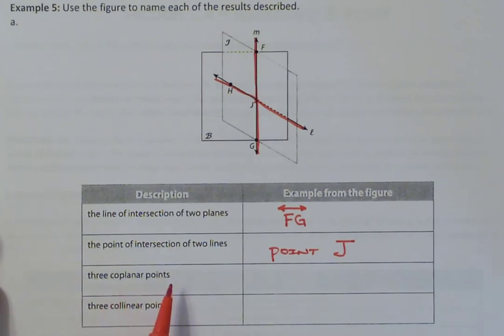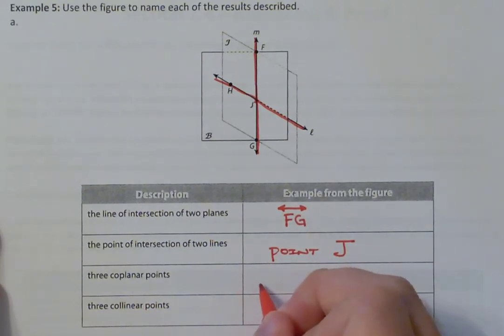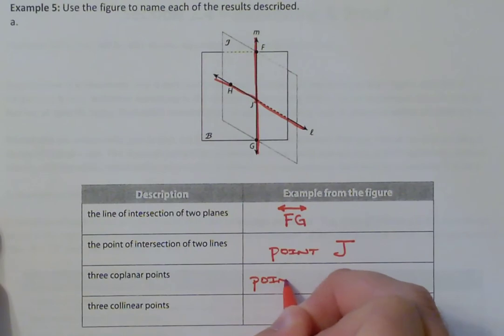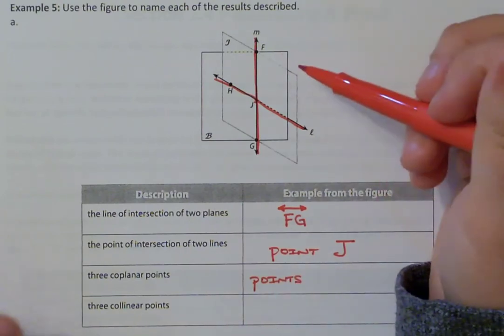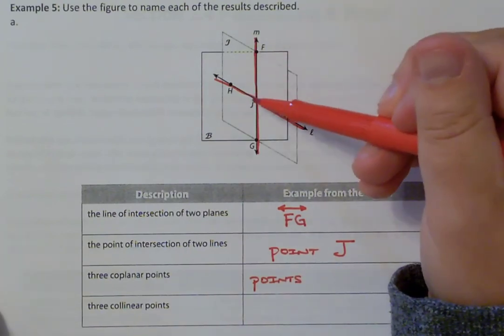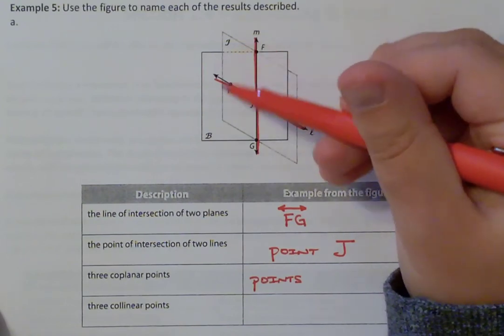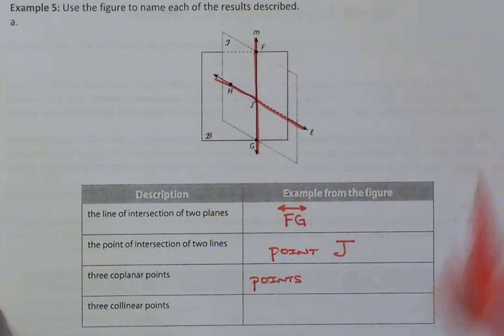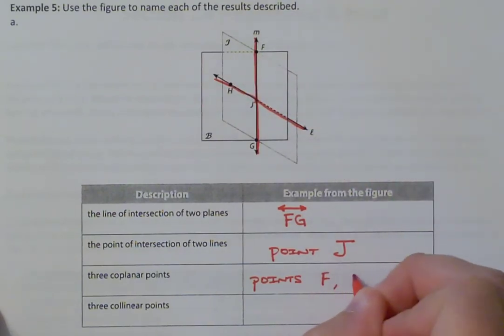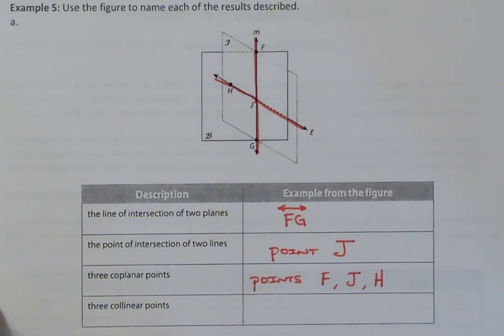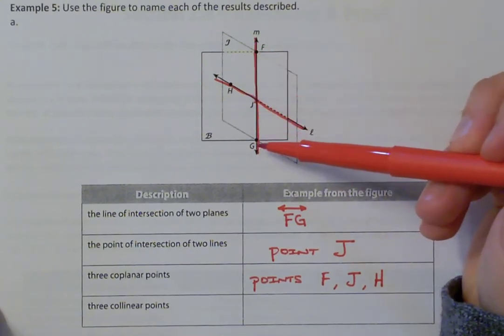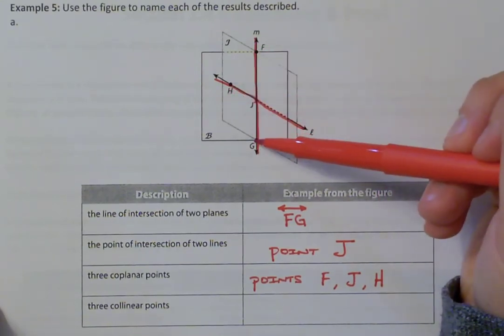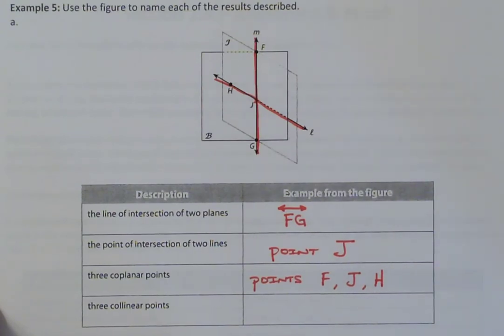Now, three coplanar points means that I need to have 3 points that lie on the same plane. My example that we're going to go through for this one, I'm going to use points F, J, and H, because these all reside in this plane. So points F, J, and H are 3 coplanar points. You could say F, J, and G, or H, J, and G. All of those work as examples.